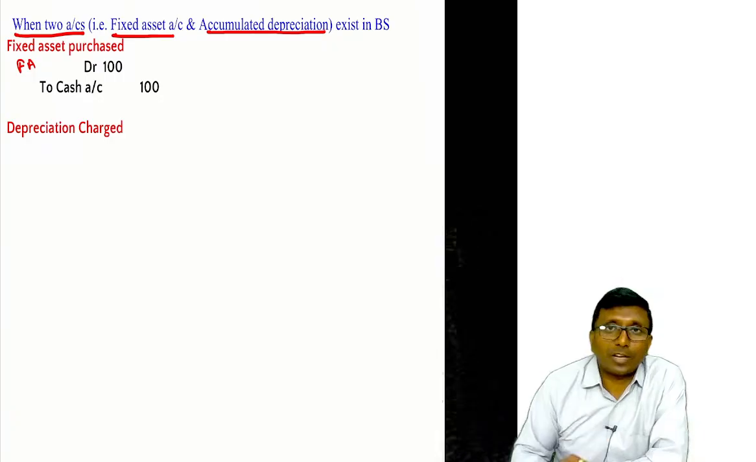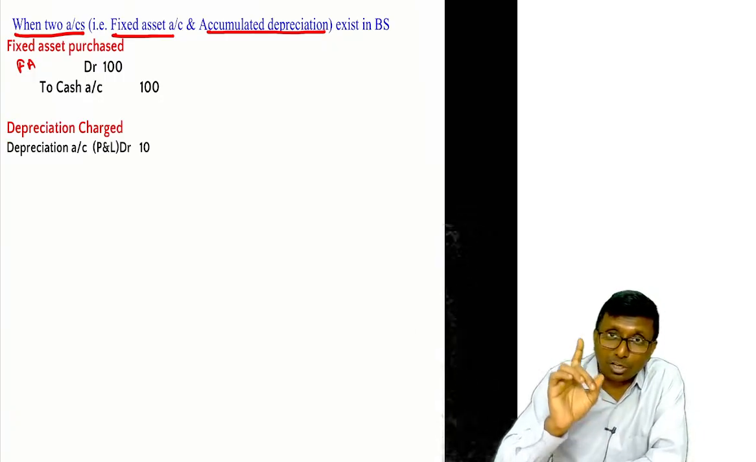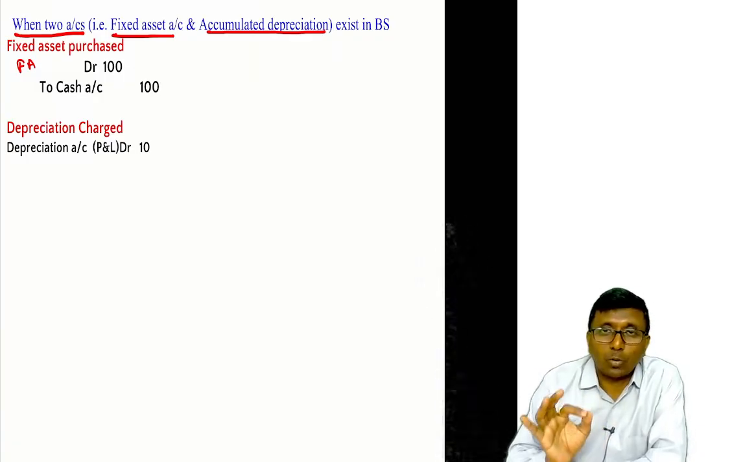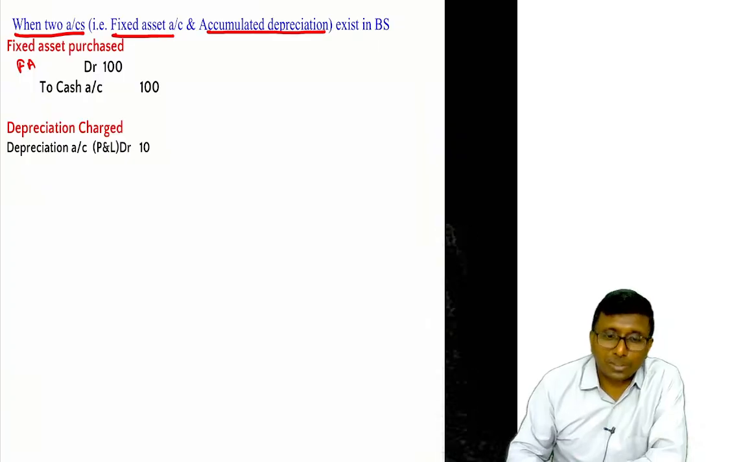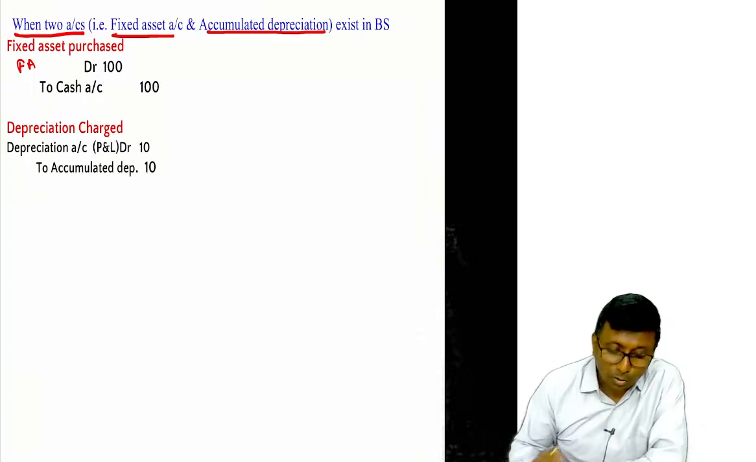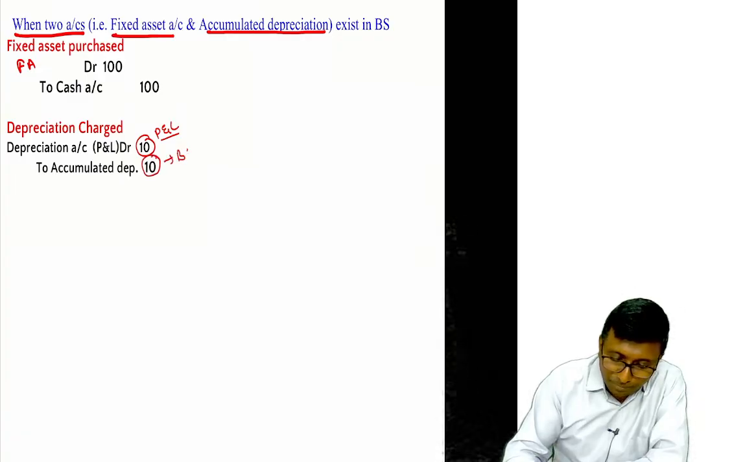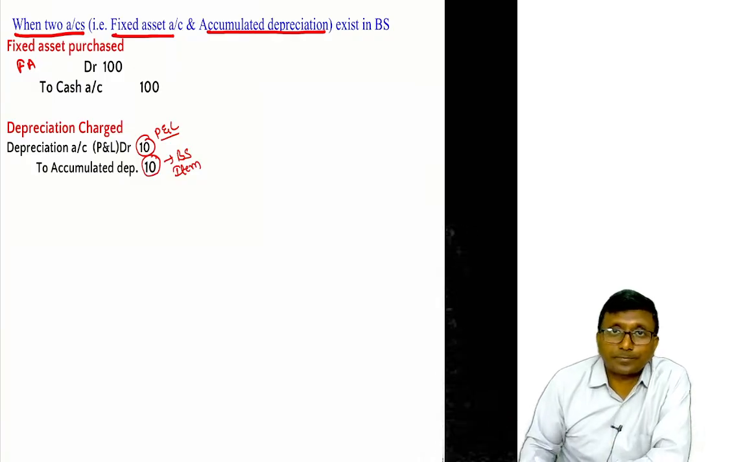Observe this carefully. Whenever there is an accumulated depreciation account in the balance sheet, your depreciation journal entry will change. It will be depreciation expense account debit to accumulated depreciation. As I told you, depreciation expense is a profit and loss item. What about accumulated depreciation, sir? This is a balance sheet item which will be reduced from the fixed asset.